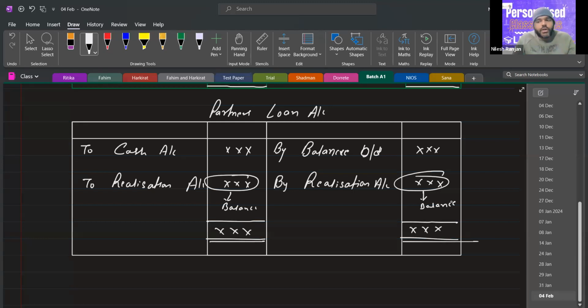Now tell me, do you have any doubt in any of the journal entry or ledger part? No, sir. Okay, so everything is clear. Yes, sir. Okay, I will try to solve a question if I have.